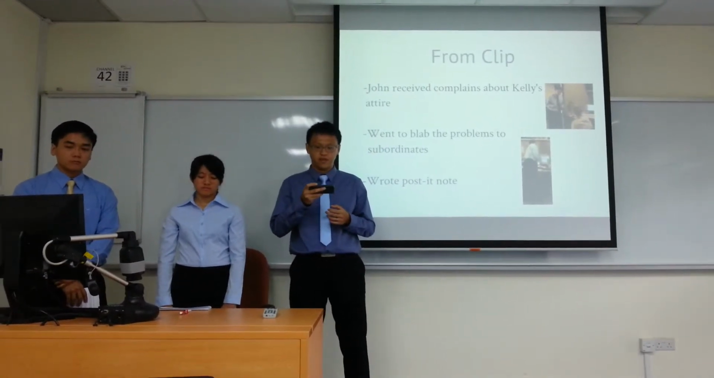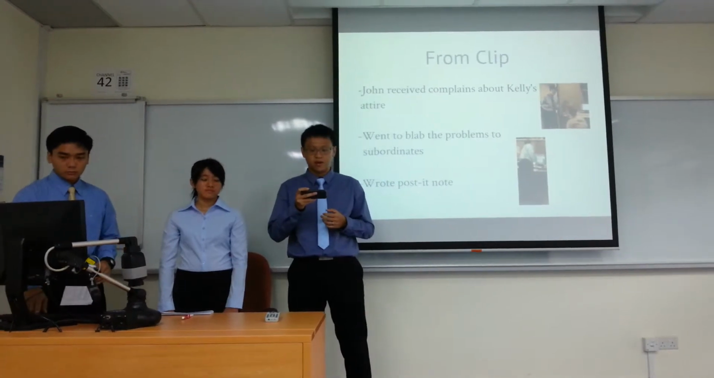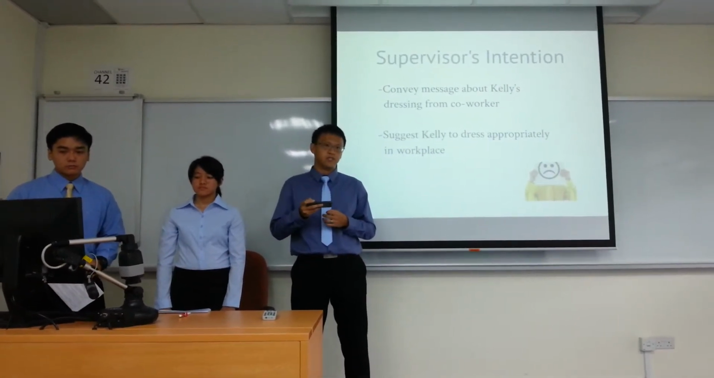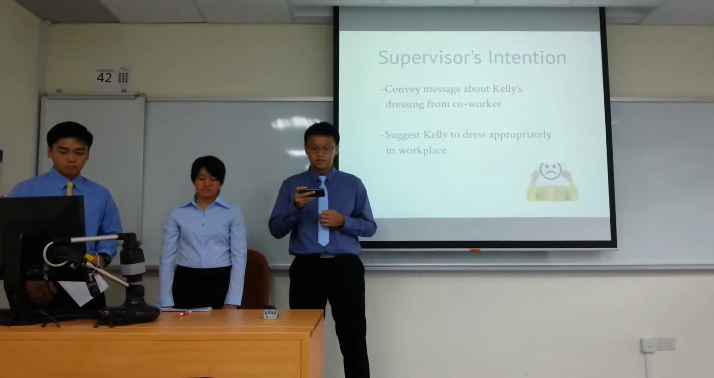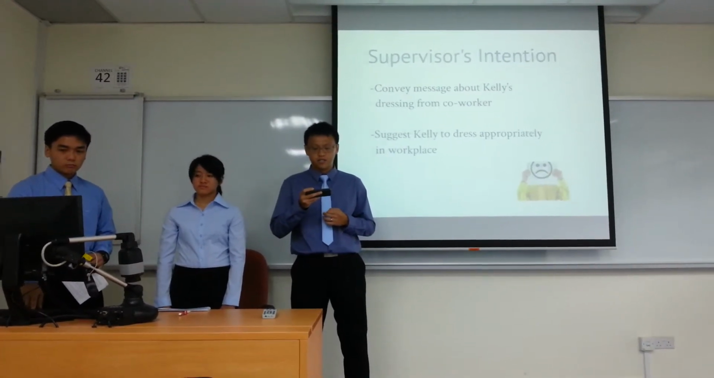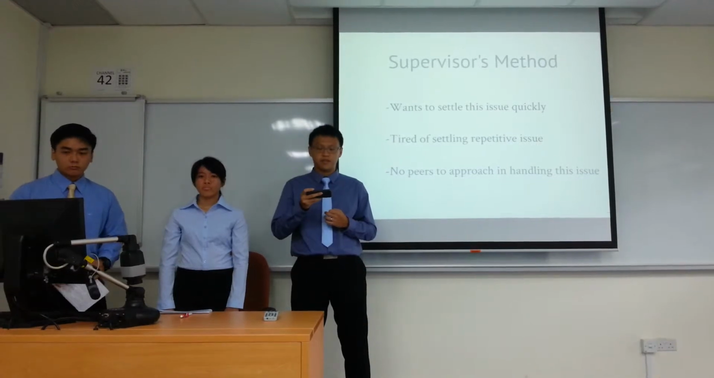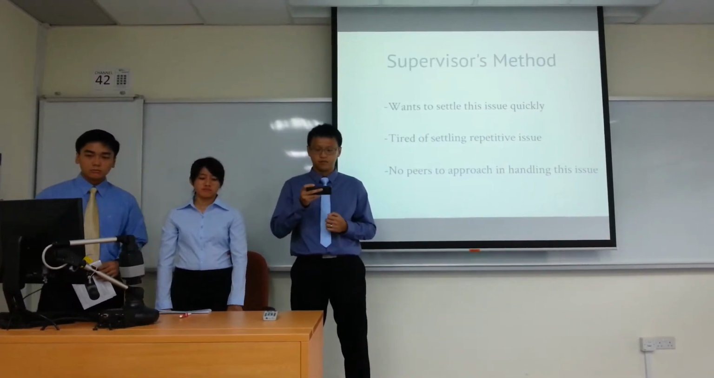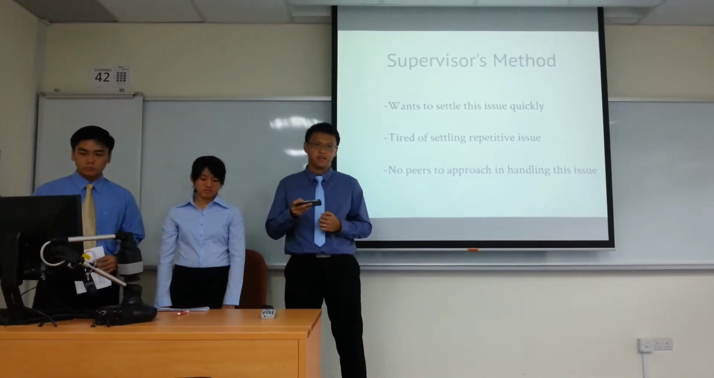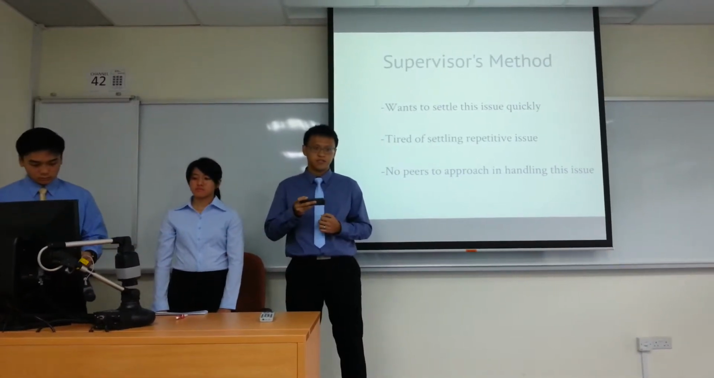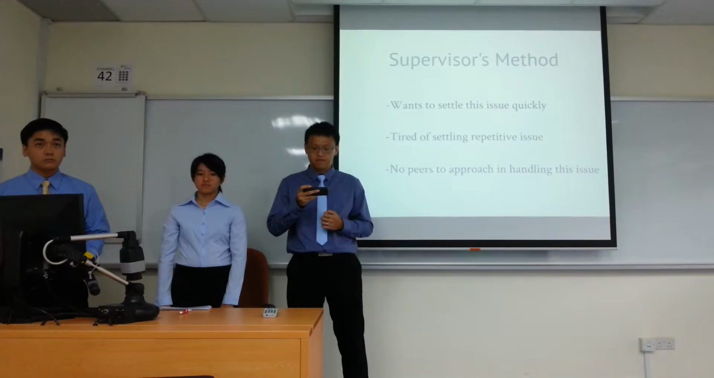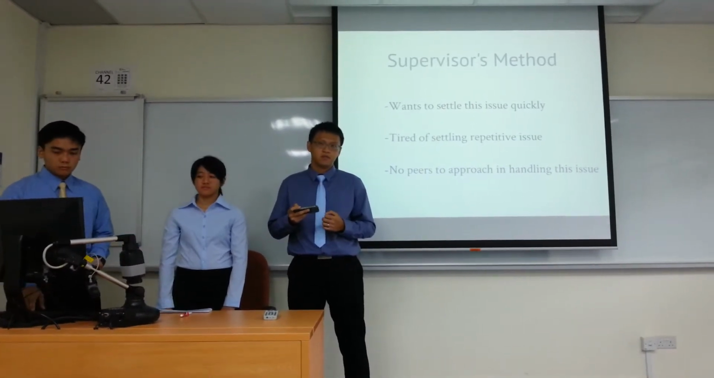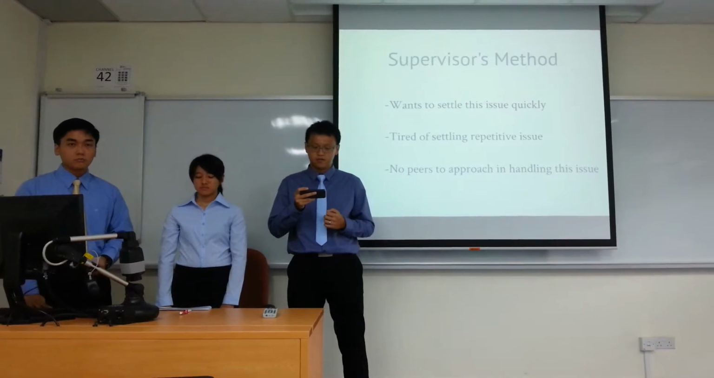But what is his intention? His intention was to convey a message from Beth to Kelly about her dressing being too revealing, and he would like to suggest Kelly dress appropriately in future. His method of communication shows us that he wants to settle it as soon as possible, as it is the 4th time he had to handle this issue and he is tired of it. Another assumption is that he may not have people with the same hierarchy status as him to discuss this issue with.